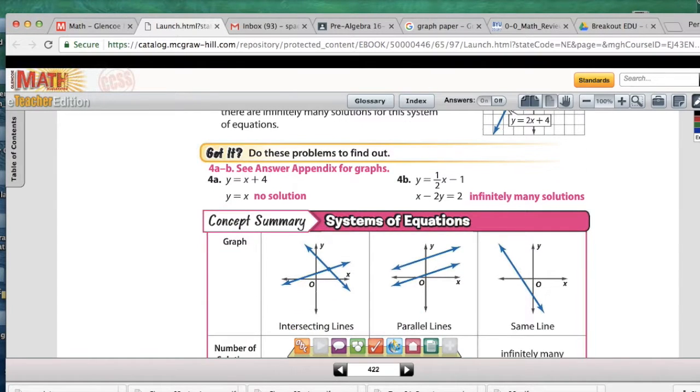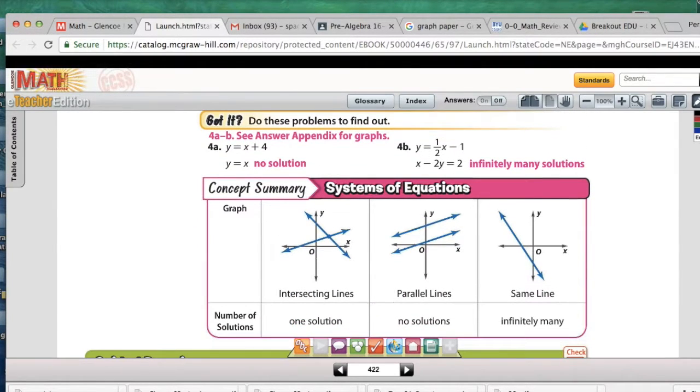So make sure that you get this little chapter summary on your notes, because just like equations, we talked about most of the time there is going to be just one solution. That's right here where they cross. Same thing with systems of equations. However, sometimes we get a system where there's no solution, and in this case, when you're graphing, it's two lines that never cross. They're parallel, so there's never going to be a time where there's a solution. And then on the third example here, we have infinitely many solutions because it's the same line.